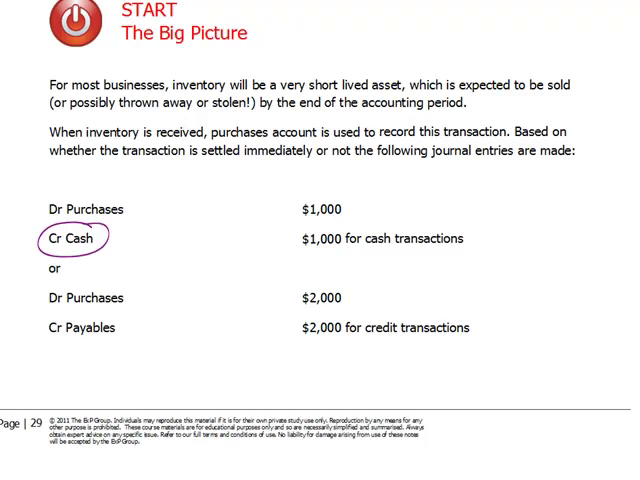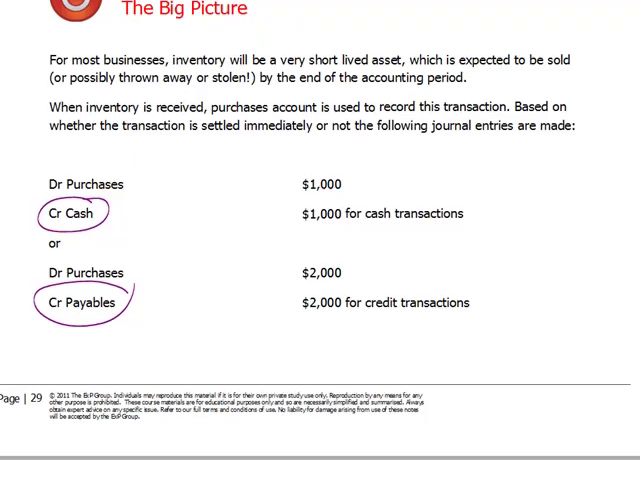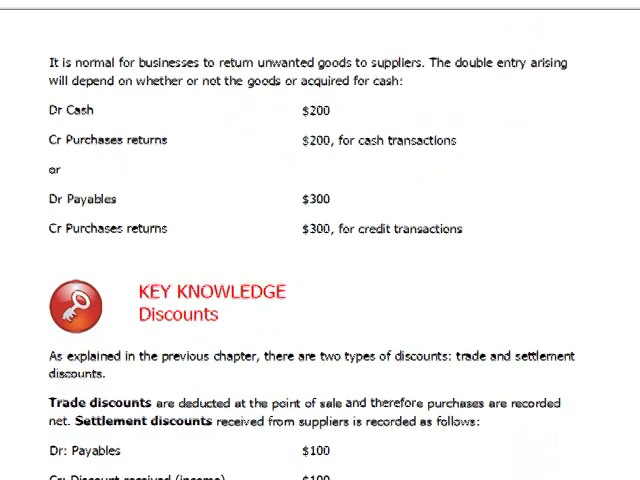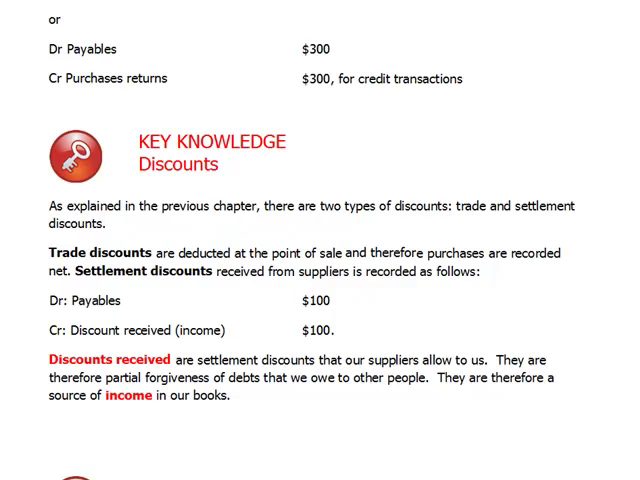If it's a cash transaction, obviously the credit goes into cash. If it's a credit transaction, the credit entry goes to payables. Now, any discounts are recorded just like in the case of receivables. So trade discounts are recorded immediately. So payables are shown net of trade discount, but gross of settlement discount. And if we use a settlement discount, then we have an item of income in our books.